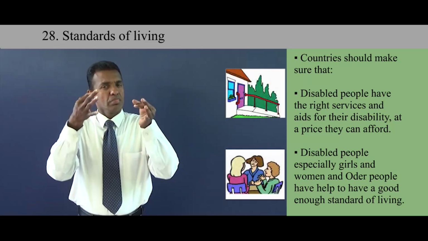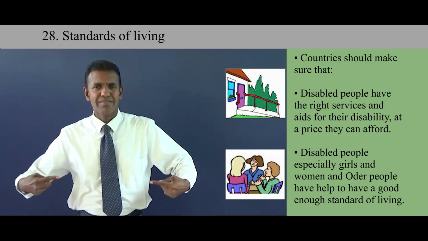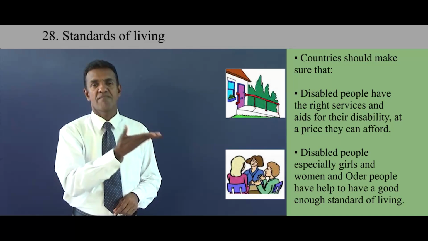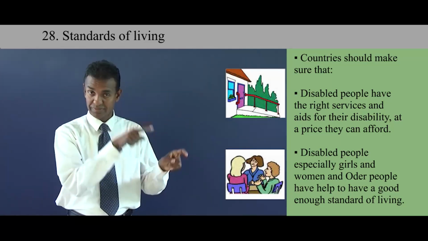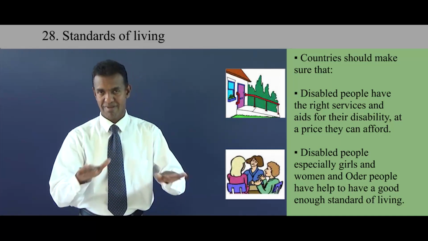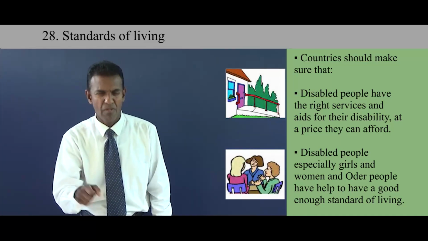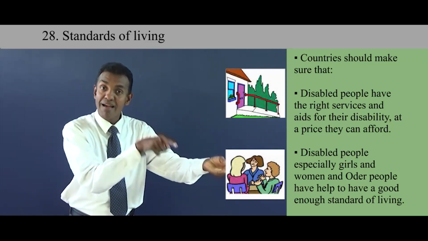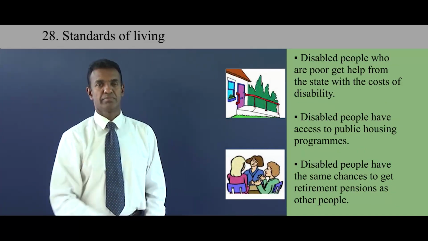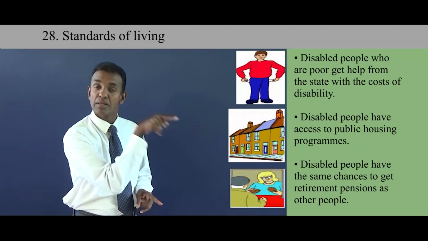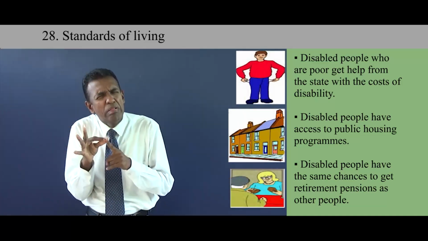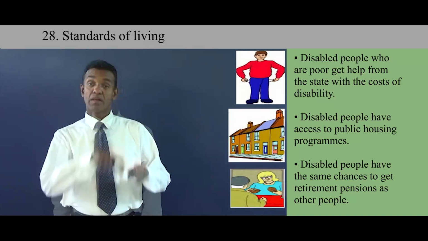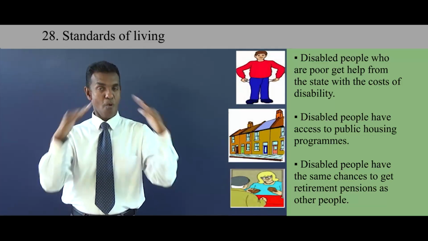Disabled people, especially girls and women and older people, get help to have a good enough standard of living. Disabled people who are poor get help from the state with the costs of disability. Disabled people have access to public housing programs. Disabled people have the same chances to get retirement pensions as other people.